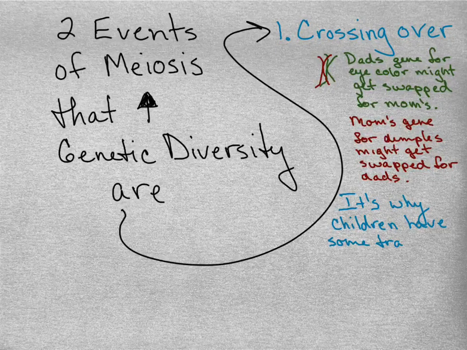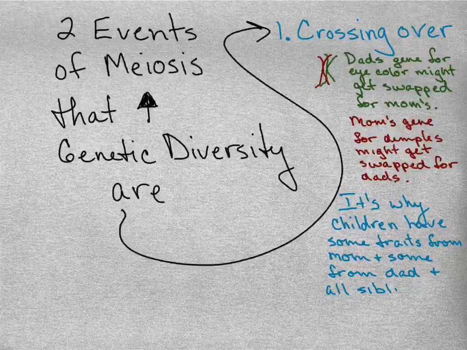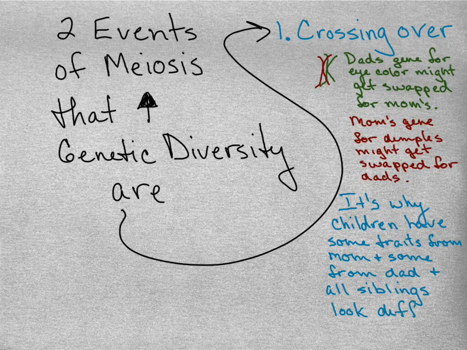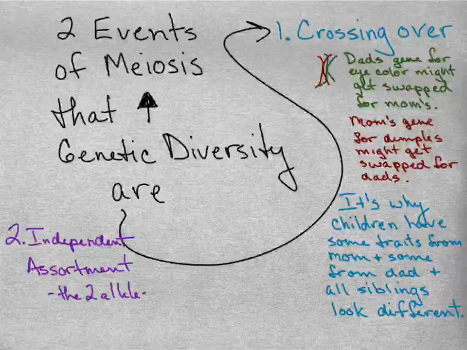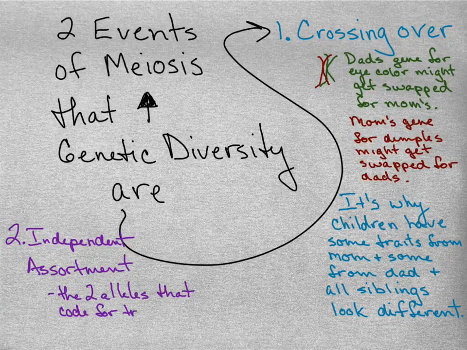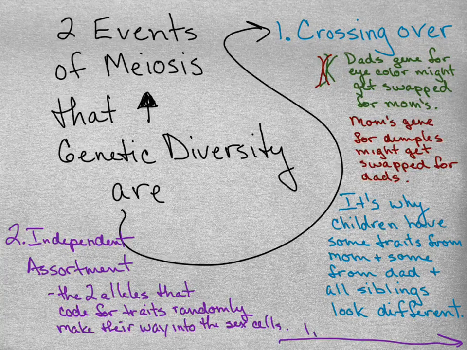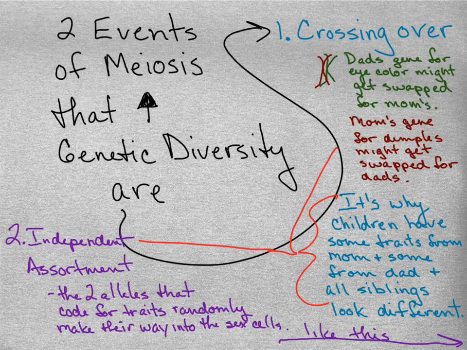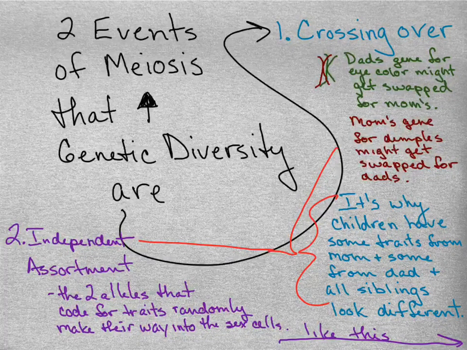That's why when you look at children, they have some traits from mom and some from dad. It's also why siblings don't all look the same. So crossing over does this, and also independent assortment helps to make this happen. Independent assortment is when the two alleles that make up a gene independently or randomly make their way into various different sex cells. And all of this genetic randomness and combination make all individuals unique.